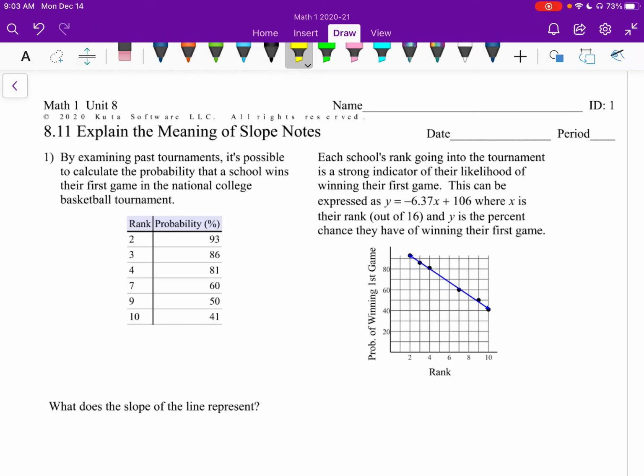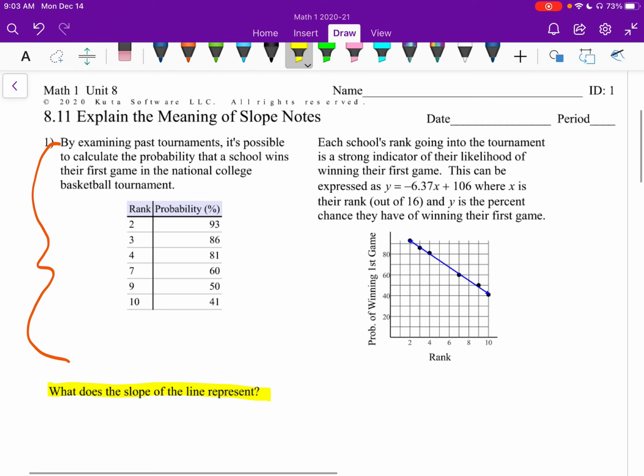Okay, Math 1, Unit 8, Section 11, we're explaining the meaning of slope. These are very similar to some of the PSAT and the SAT questions. A lot of those questions on there, they will end up having all kinds of data here. Then they'll have a little question at the end. And the big issue for these kind of problems is deciding what is important, what is not important.